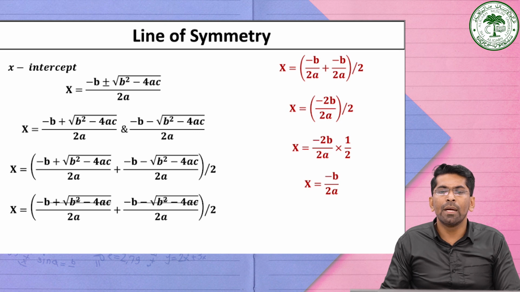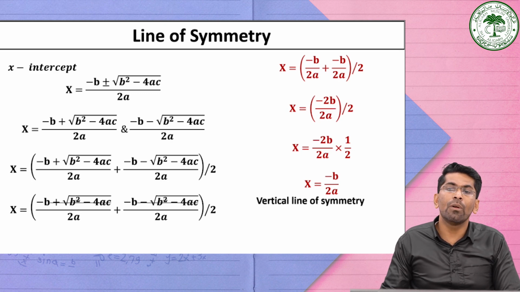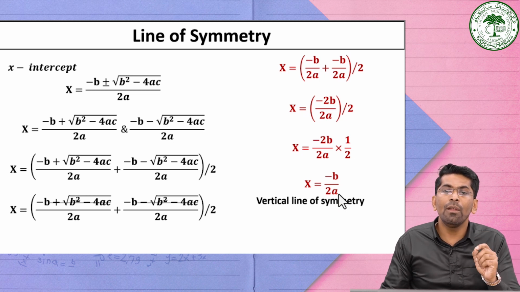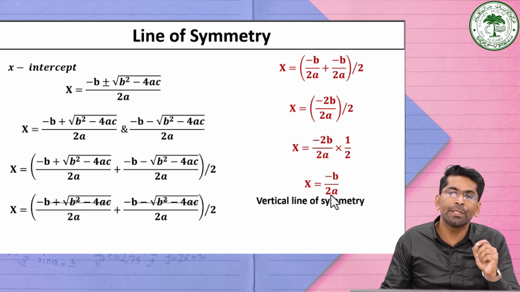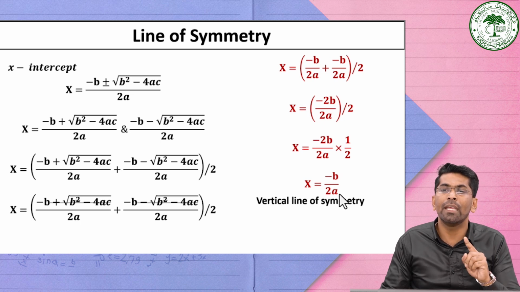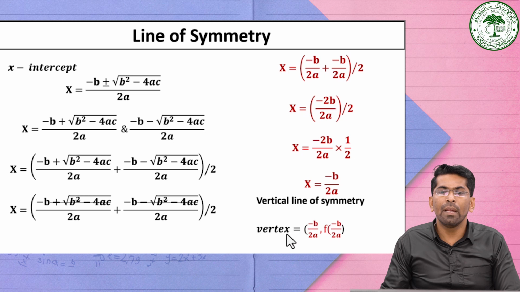And this is nothing but, see, x is equal to minus b divided by 2a, the line of symmetry, which can be found using this particular formula. So in order to find the vertex point, this is the line of symmetry. We want to find the vertex point, so we have to substitute the value x is equal to minus b divided by 2a in the given function, so that we will get the vertex point.